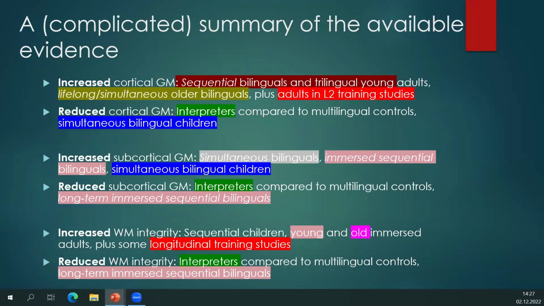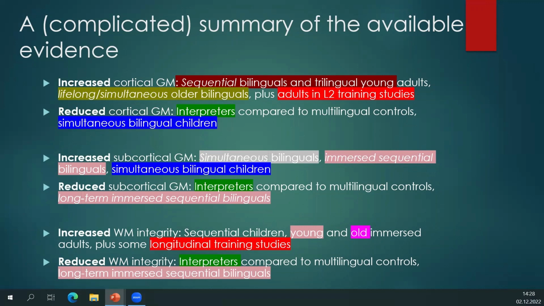Just to show you how complicated that was. So what the values amounted to was increased cortical gray matter in sequential bilinguals and trilinguals, in lifelong simultaneous older bilinguals, in adults training in L2, and reduced cortical gray matter in interpreters compared to multilinguals, and in simultaneous bilingual children. That's all the cortex, the surface. The white matter and the subcortical gray matter, so the basal ganglia, had very different patterns to the cortical gray matter, but very similar patterns to each other.